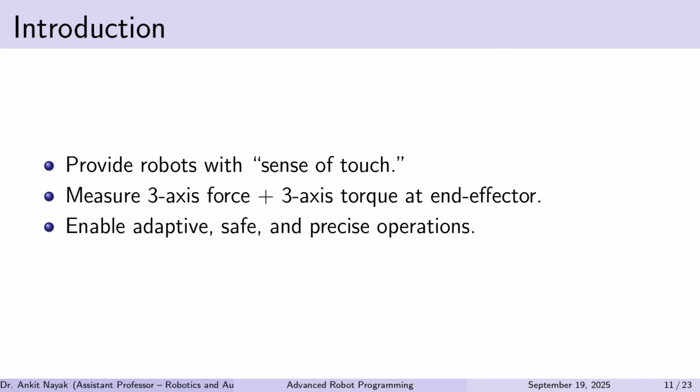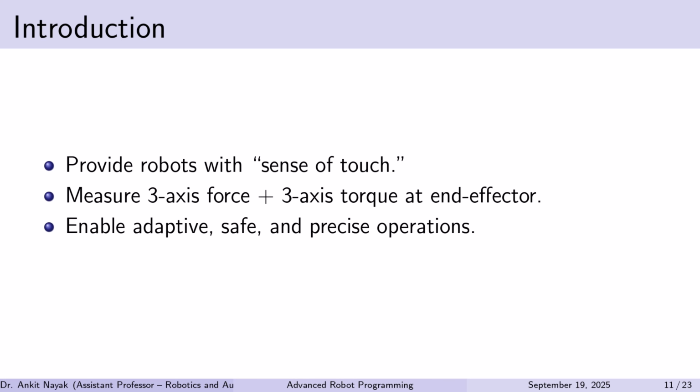Now let us move to the second topic, force-torque sensor integration. A robot without sensors is like a blind person who cannot feel anything. It will move along its program, but it cannot sense if it has touched something or if it is applying too much force. A force-torque sensor gives the robot the sense of touch.